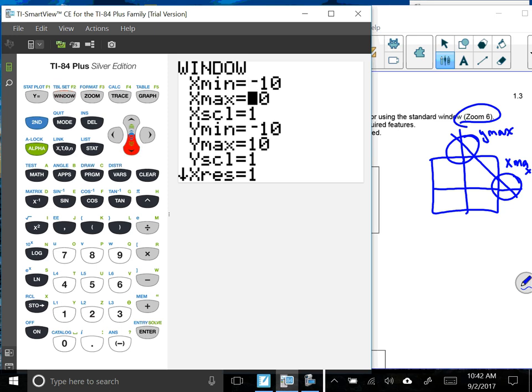Okay, so I'm going to go ahead and do X max is 20, and then I'm going to go down, skip all these other ones, and go to y max and make it 20. Okay? So let's see what happens here. Do not hit zoom 6 now. If you hit zoom 6 now, it will take everything back to 10 and you just changed it. So we want to now hit the graph button, which is up at the top all the way to the right. Hit the graph button.